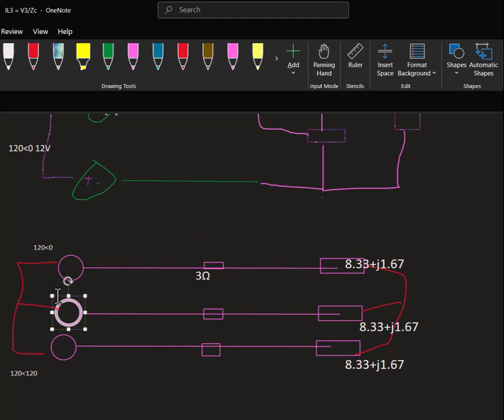And then, so now we can find the line currents the way we did on the last one, because now it's like we've got 3 single phases. Don't forget to include the transmission line impedance. So for your total impedance, you'd add 3 ohms.